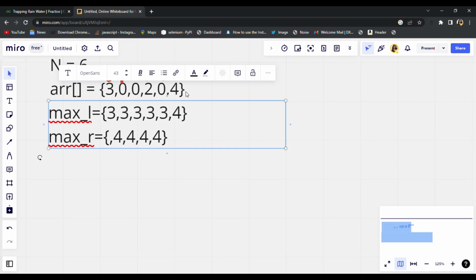Yes. So now for the first index, again the height is 0. And the maximum height we got till now is 4, right? So which is maximum? Is 0 maximum, 4 maximum? So obviously 4 is maximum.